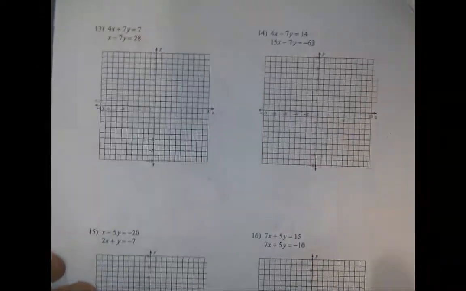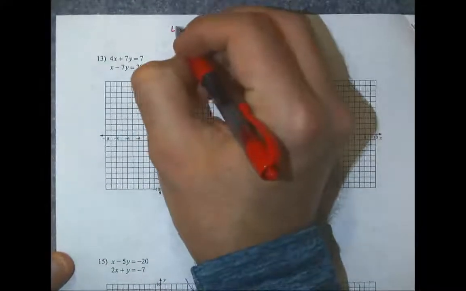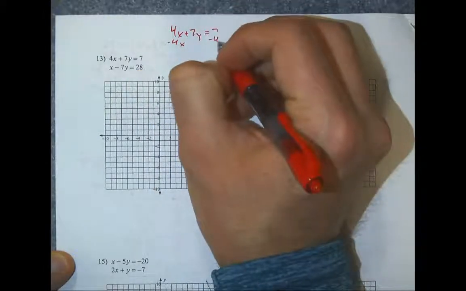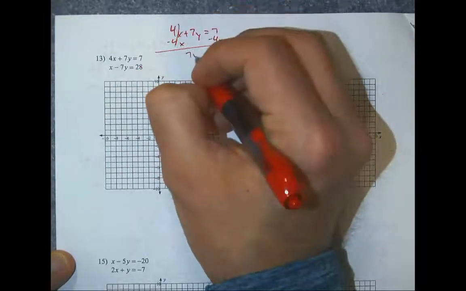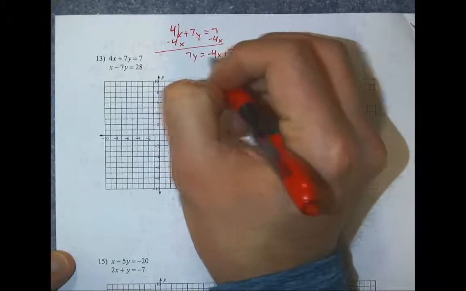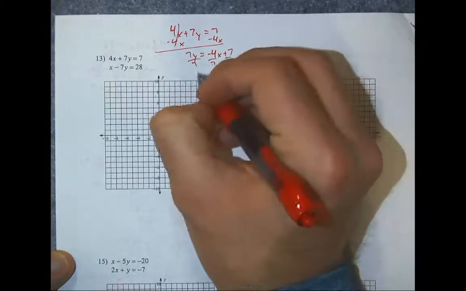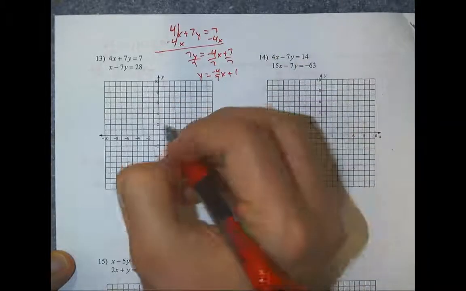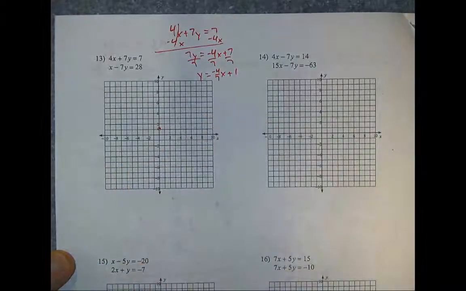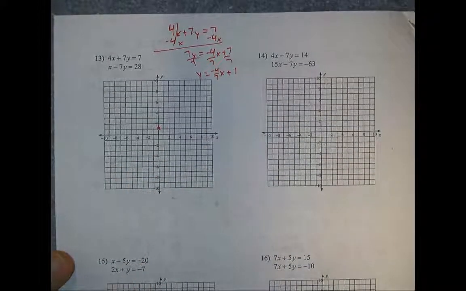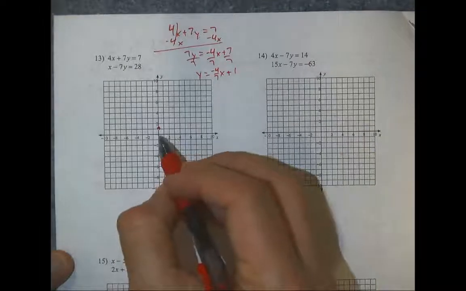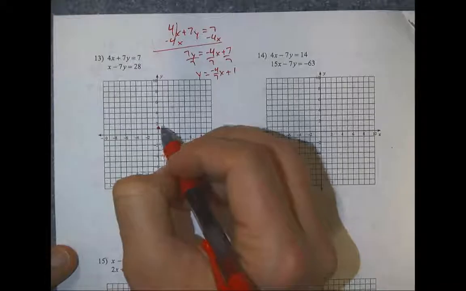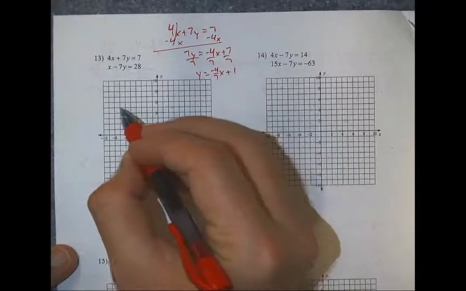All right, it's the same thing on the back, so let's run through these as fast as we can here. I'm going to minus 4x. Divide by 7. Negative 4/7 x. 7 divided by 7 is 1. Starting at 1, and we're going to go down 4 over 7. Up 4 over 7.